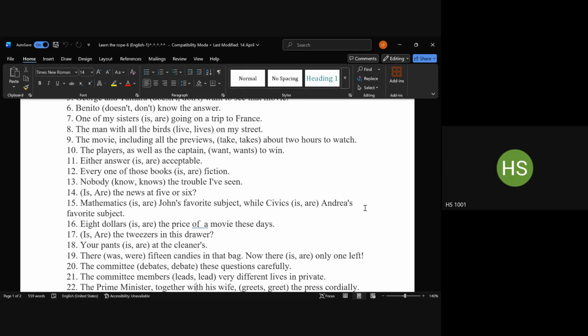12th one: "Every one of those books is/are fiction." Is it plural? Look at it, every one of these books. It's everyone, so it's plural? Any other answers?